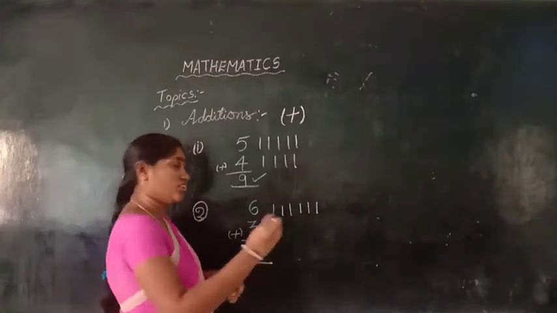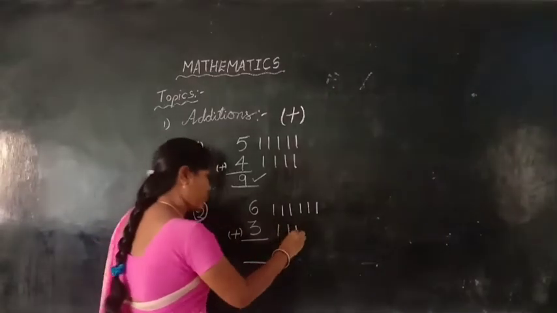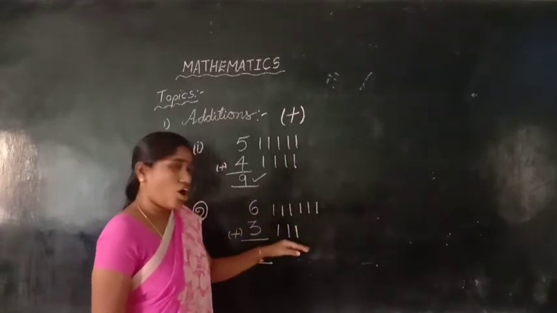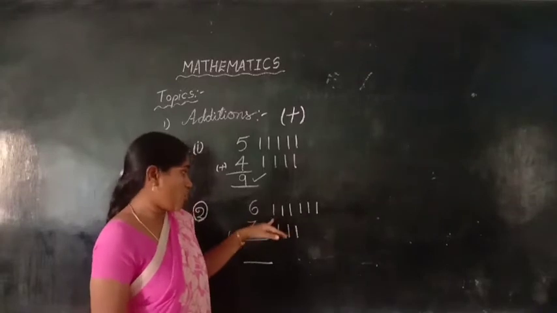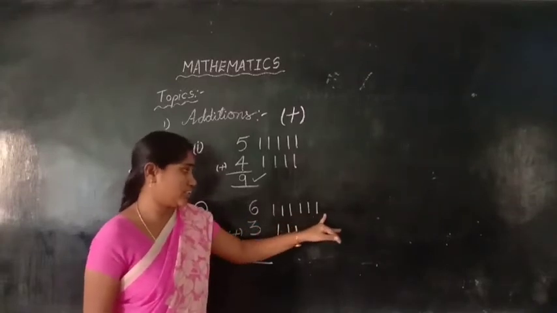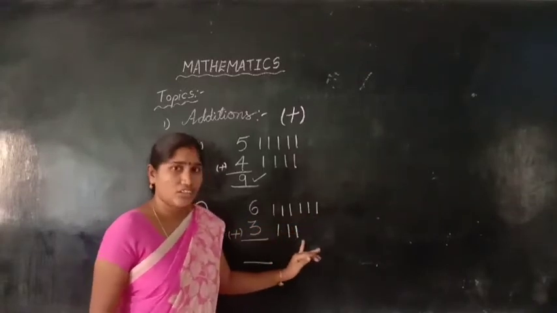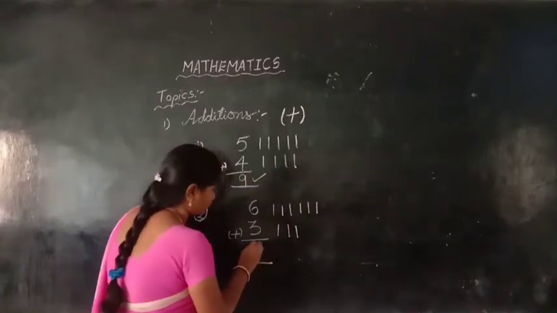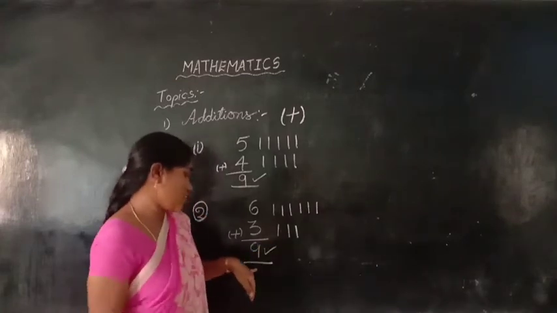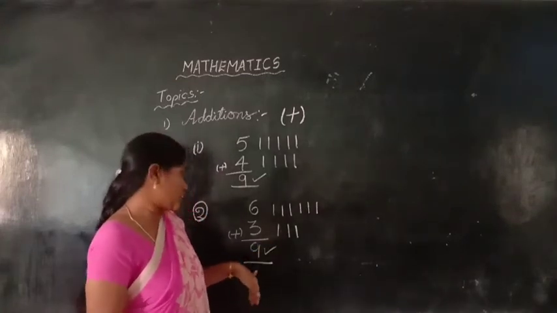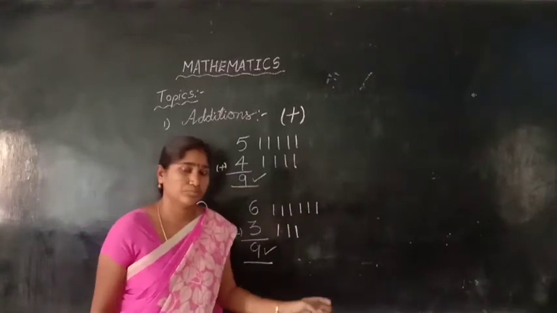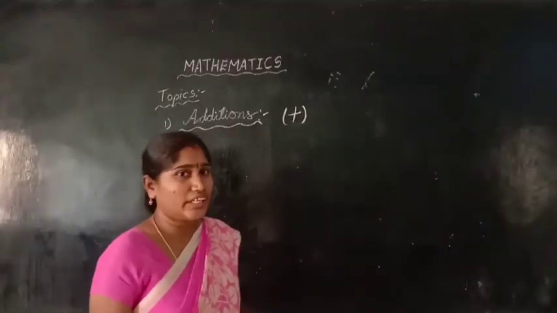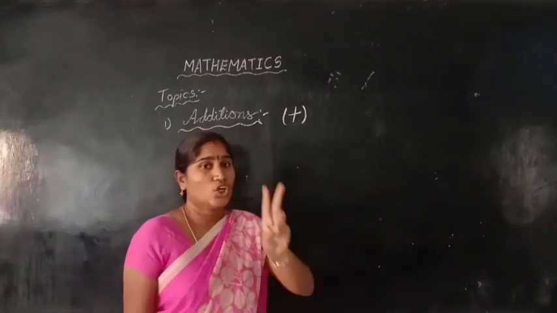Now, we will take 3 dots. 1, 2, 3. Okay, finished our dots. Now, we will count it. How many dots are total here? 1, 2, 3, 4, 5, 6, 7, 8, 9. So, how many total dots are here? 9. So, the answer is 9. Okay children, did you understand how to do the additions? Now, we will do some more examples in additions. We will learn how to do the additions in 2-digit numbers.